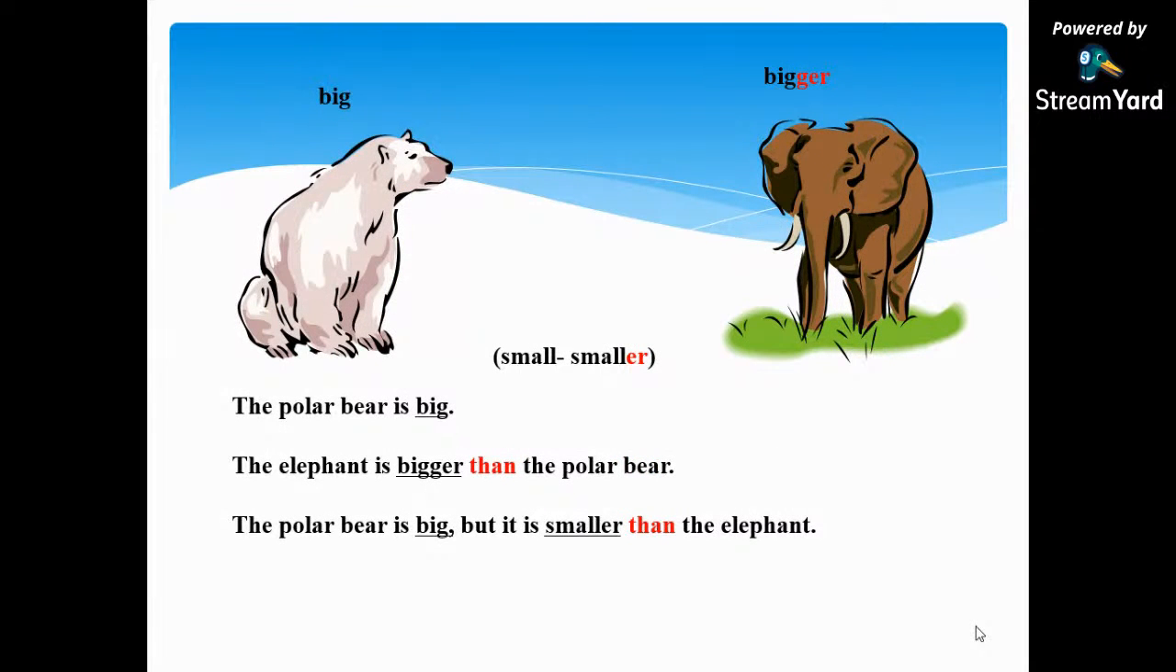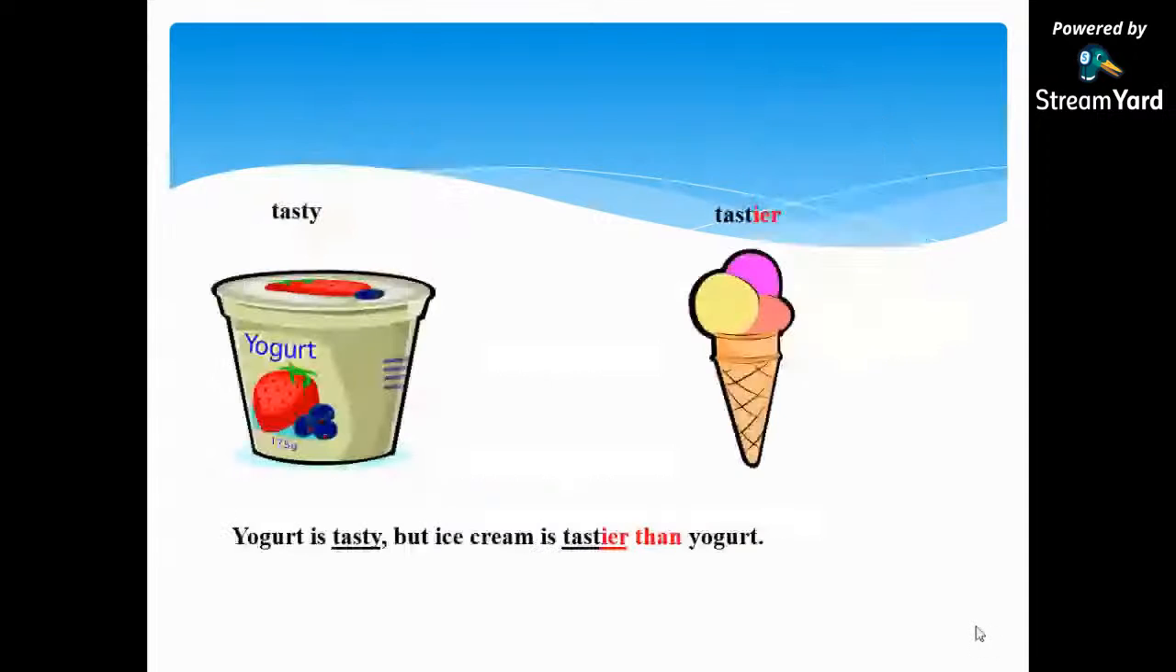Here we have another example. Big, bigger, small, smaller. The polar bear is big. The elephant is bigger than the polar bear, and the polar bear is big, but it is smaller than the elephant. Then we have tasty and tastier. Yogurt is tasty, but ice cream is tastier than yogurt.